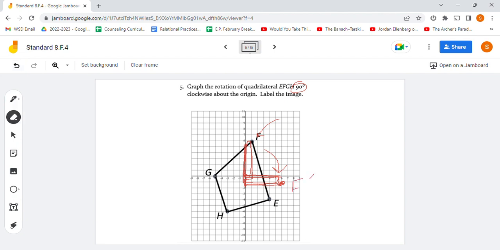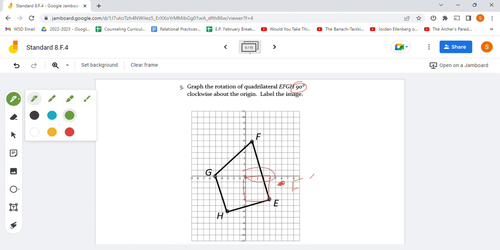Now when you're doing this, it makes a pretty big mess to draw these boxes over and over again, so I try to draw them lightly and then erase them after I'm done. Let's do E. We're going to draw again our box from the origin out to point E, and we're going to rotate that. So this line will rotate 90 degrees, and it will now be pointed down right here.